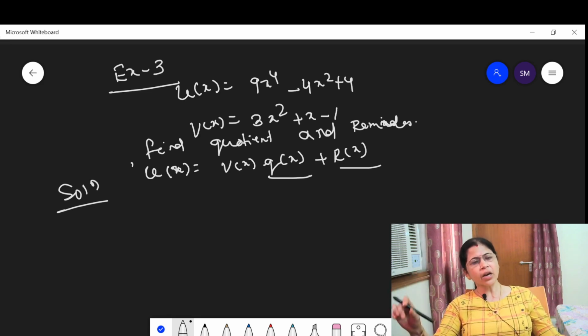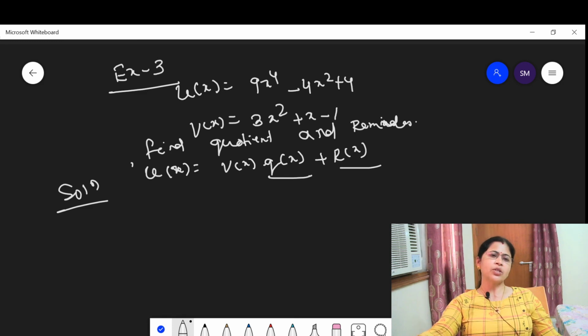In the dividend and divisor of this polynomial division, the exponents of the variables should be in descending order. Here in u(x), look at whether it is in descending order. The exponents are x fourth, x square, then x to the power 0, and in v(x) x square, x to the power 1, x to the power 0. This means u(x) and v(x) both are in descending order of the exponents of the variables.